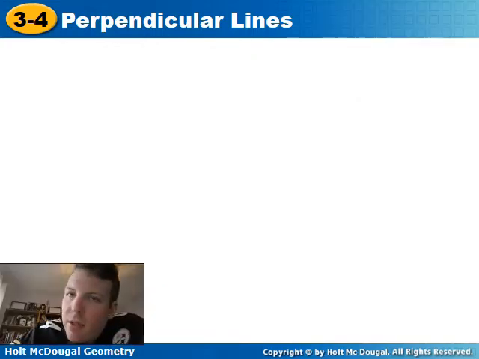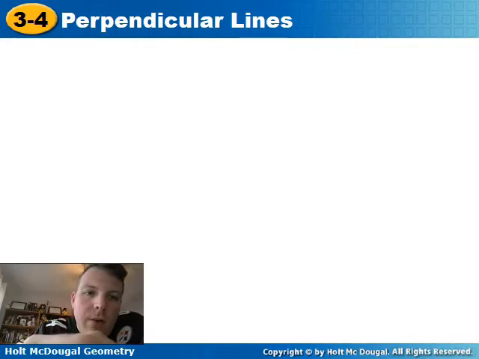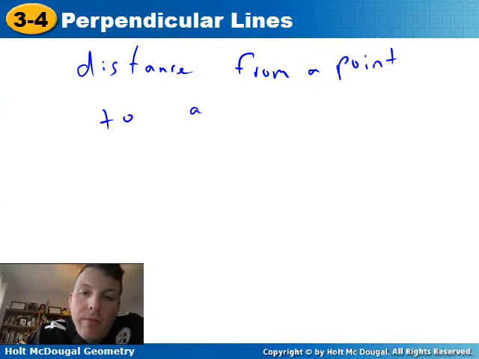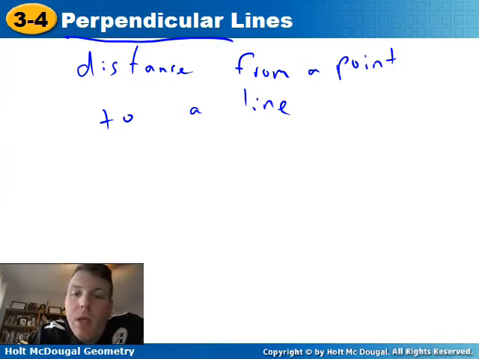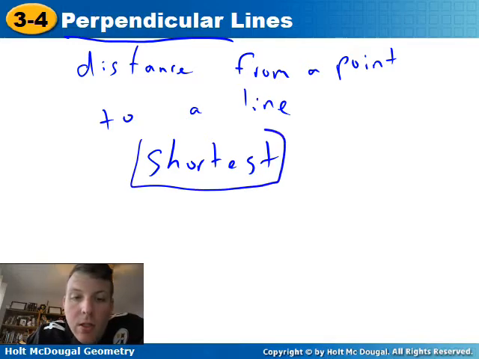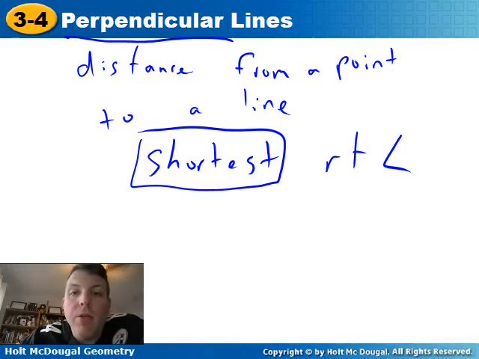The next concept that we have to talk about is the distance from any point to a line. The distance from a point to a line is always going to be perpendicular. That's going to be the shortest distance between them. So when I'm talking about the shortest distance, I'm trying to make a right angle. If I can't, then I'm not representing the shortest distance.